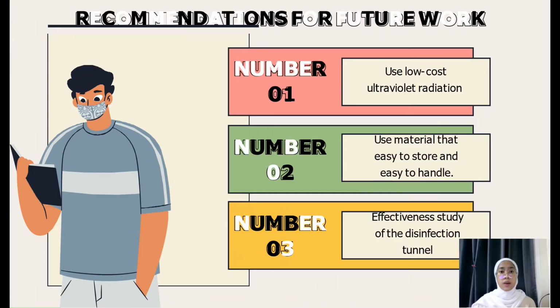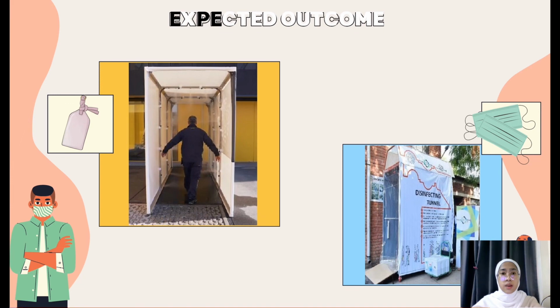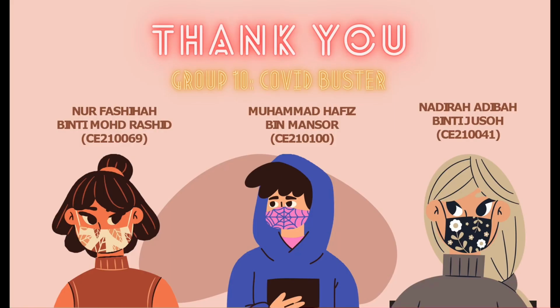This is our recommendation for future work. Number one, we would like to use low-cost ultraviolet radiation. Next, we want to use materials that are easy to store and easy to handle. And the last one, an effectiveness study of the disinfection tunnel. As you can see, this is our expected outcome for our project. That's all for us. Thank you.